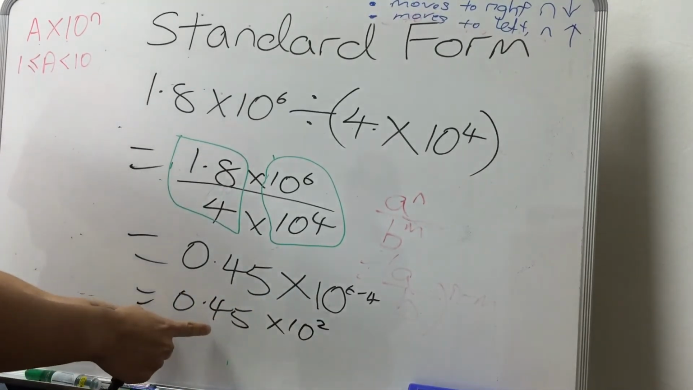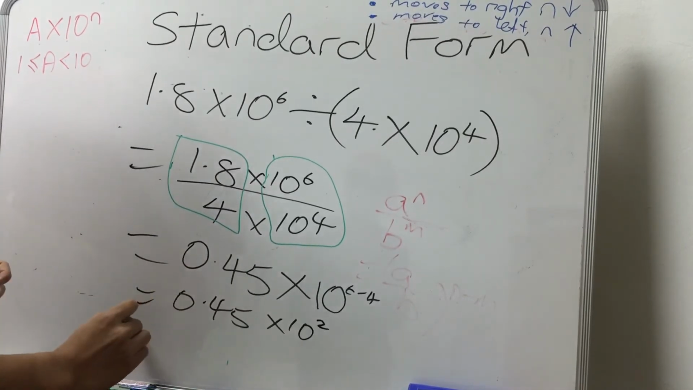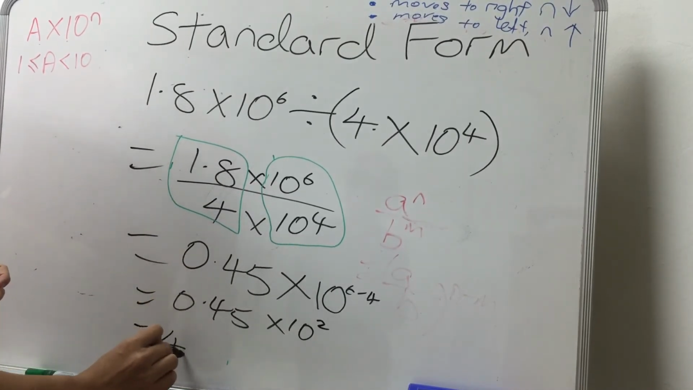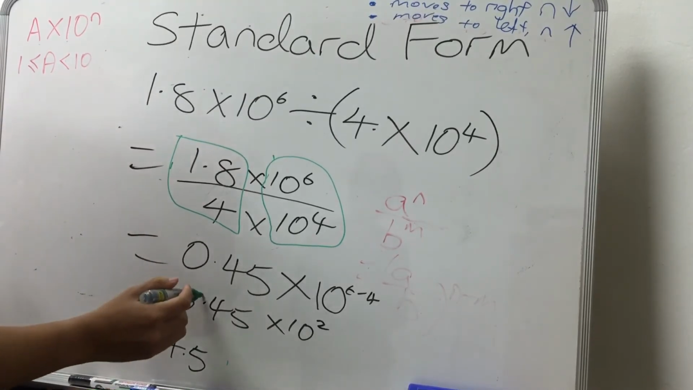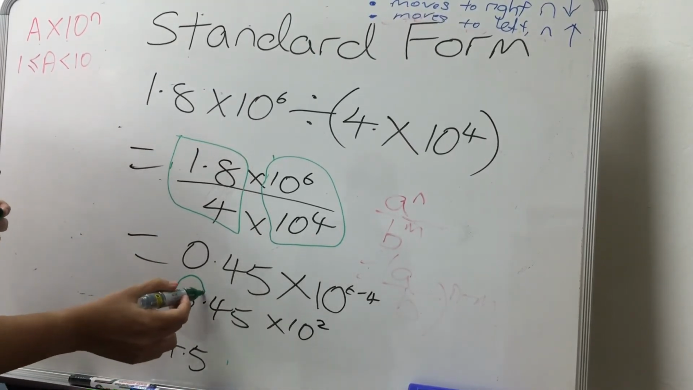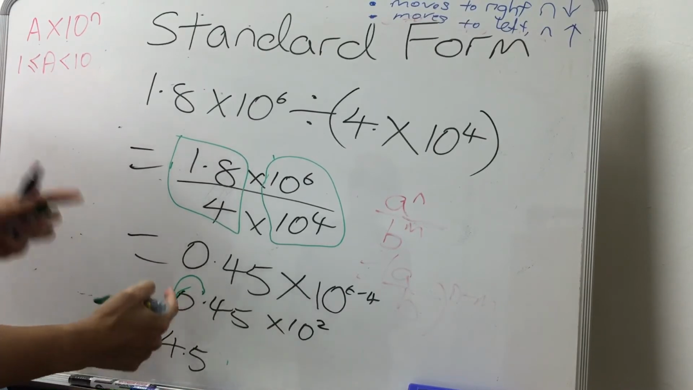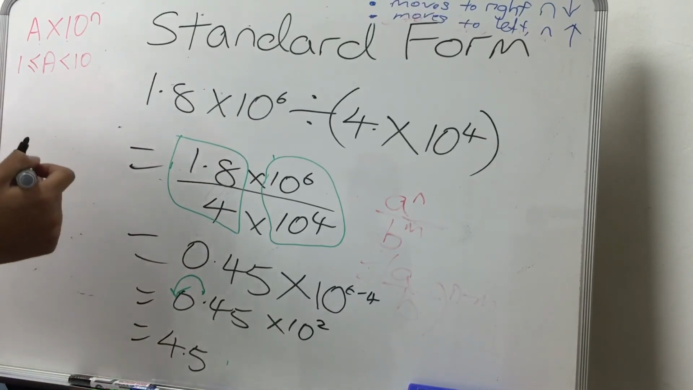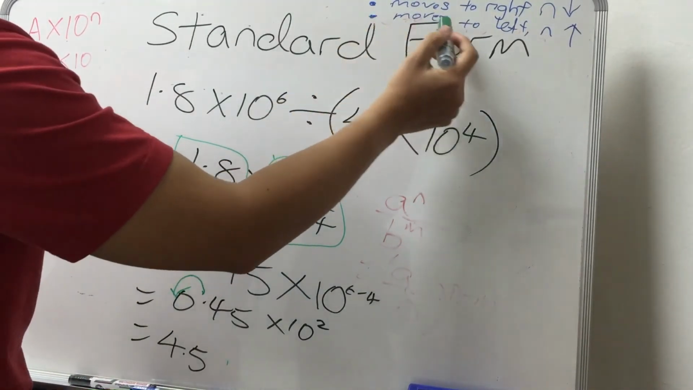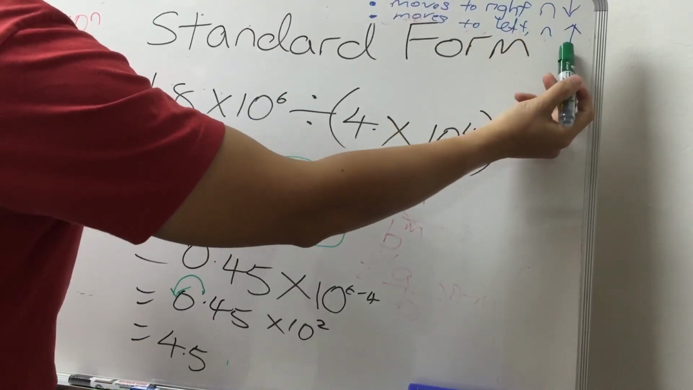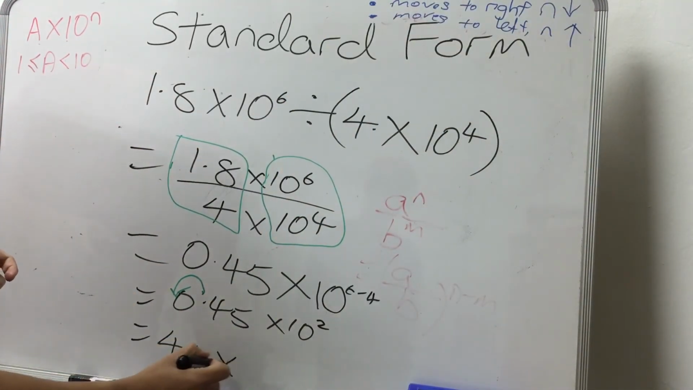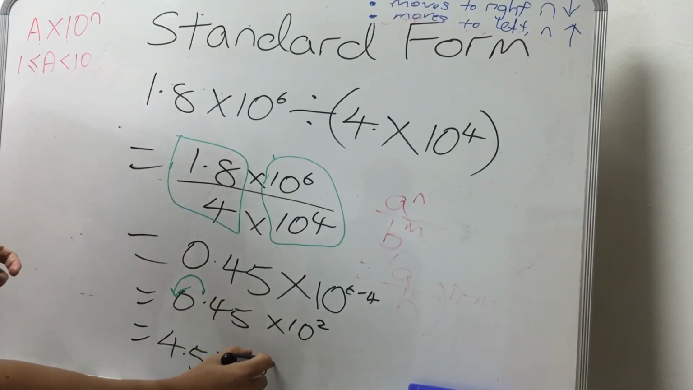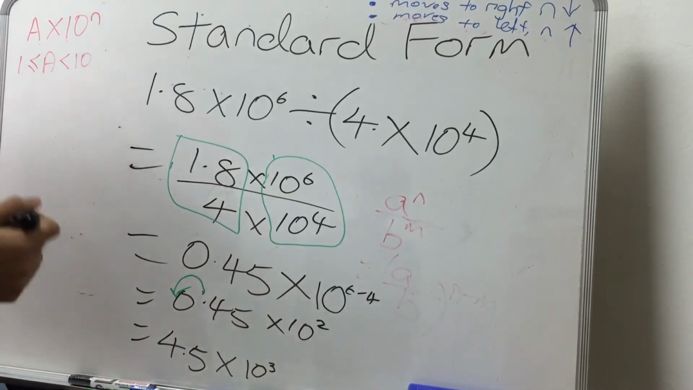Do not leave it like this. This is not standard form. Leave it as 4.5. By doing so, you have shifted the decimal point one place to the right. When the decimal point moves to the left, n increases, and when it moves to the right, n decreases. So you shifted it to the right, so your n will decrease by 1. Okay, 2 minus 1, so you get 1.